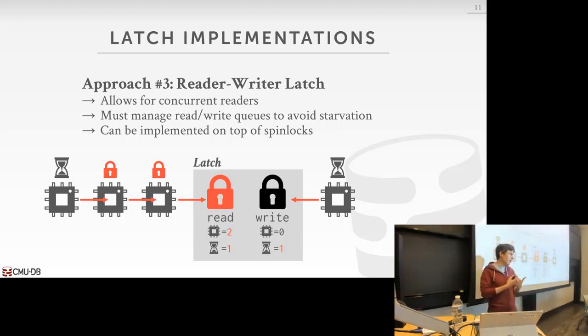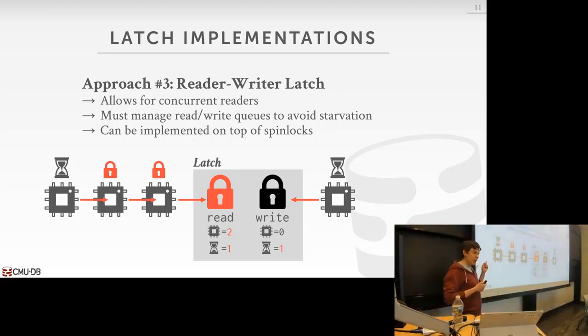Again, what policy we want to use depends on in what context the latch is being used, right? If it's a data structure where there's not many writes, but the writes are really important, then we want to give higher priority to the writer threads. Okay. And again, we just build on top of the latching primitives that I showed before to implement something like this. Depending on how you organize the memory, you can still do most of the operations on this atomically. Okay?